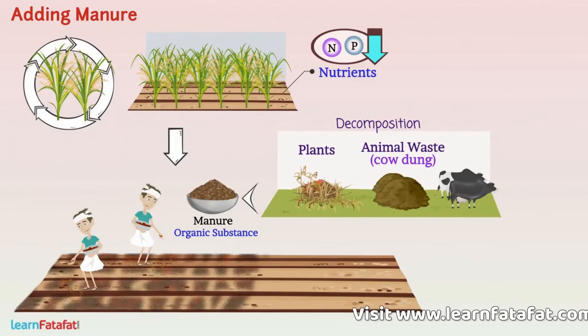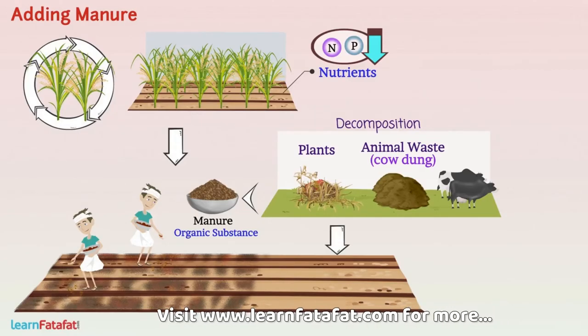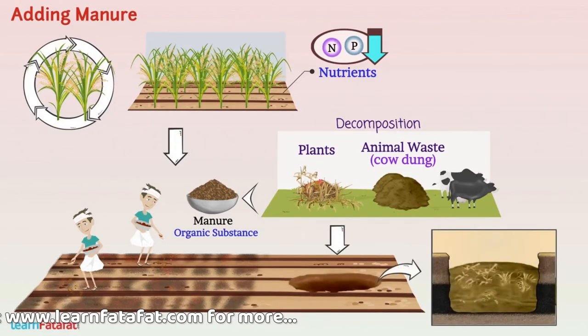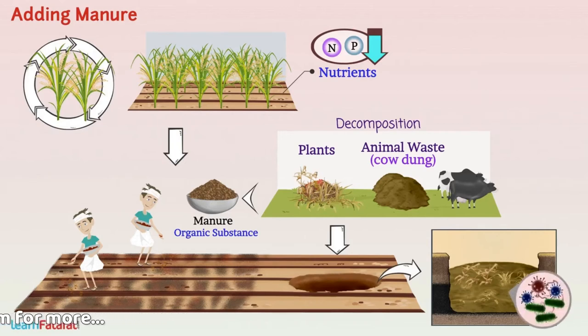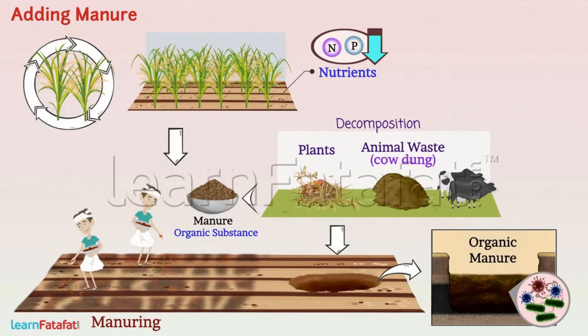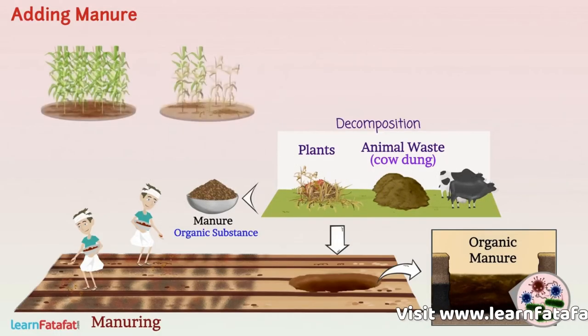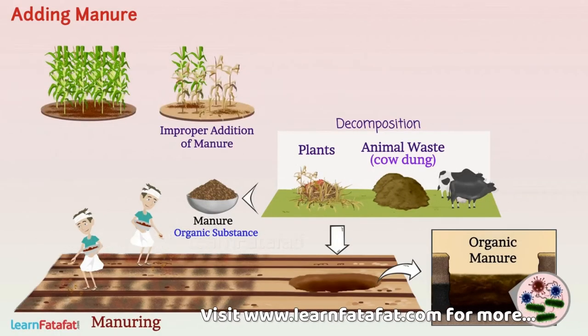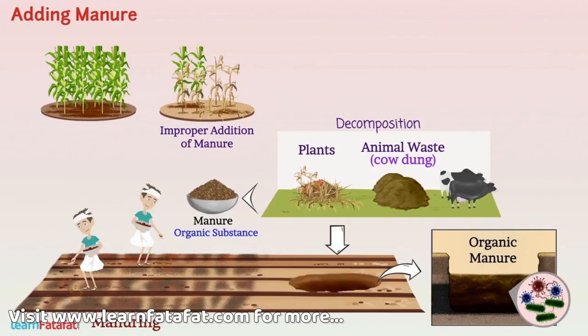Usually, plant and animal waste is kept in a pit at open places. Microorganisms decompose the waste and produce organic manure. Adding manure in soil is called manuring. Improper and insufficient addition of manure results in weak plants.